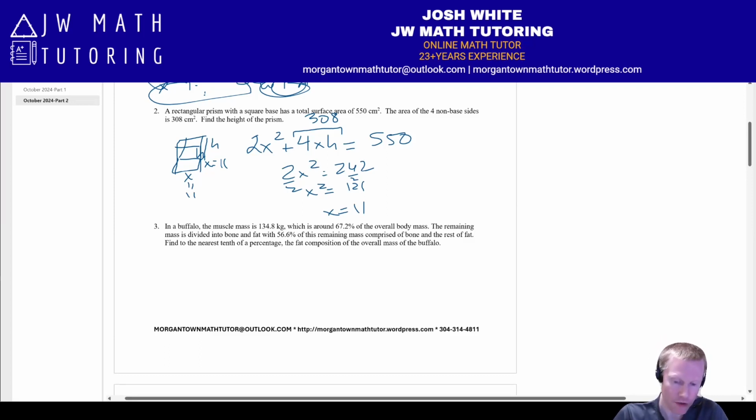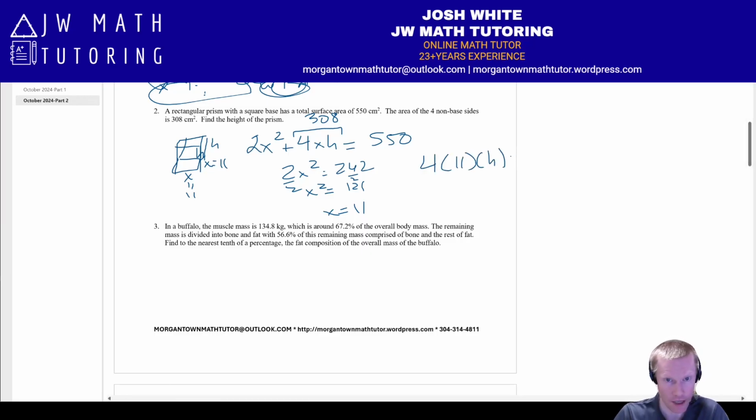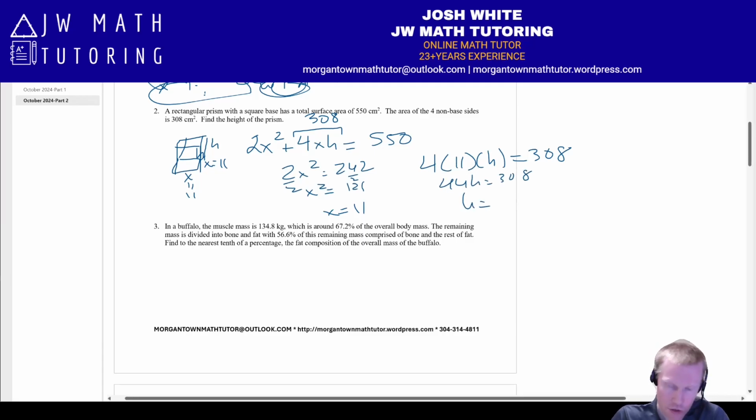So now all you have to do is plug it into the entire expression to solve for h, but I think it's easier to just use the fact that 4 times 11 times h is equal to 308, the 4 non-base sides, their total area. And then you get 44h equals 308. H should be equal to 7.